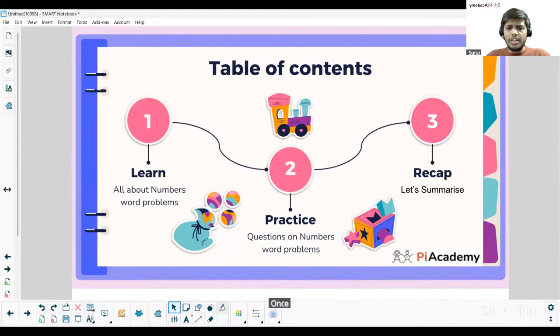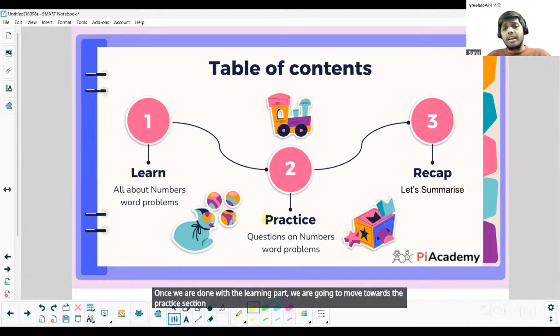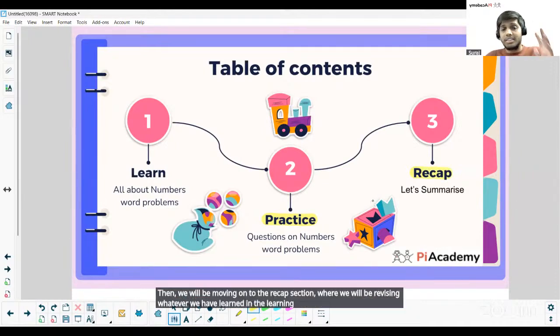Once we are done with the learning part, we are going to move towards the practice section. Here we are going to practice some of the 11 plus examination questions which have appeared in the past. Then we will be moving on to the recap section where we will be revising whatever we have learned in the learning and the practice section. So this will be the entire flow of the session.